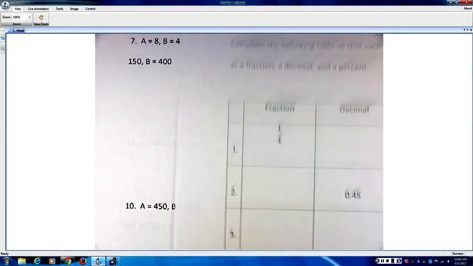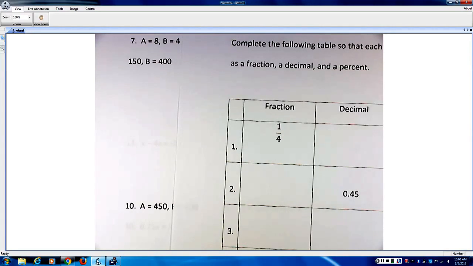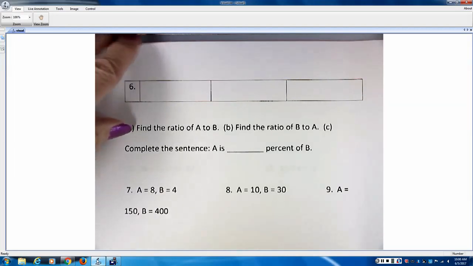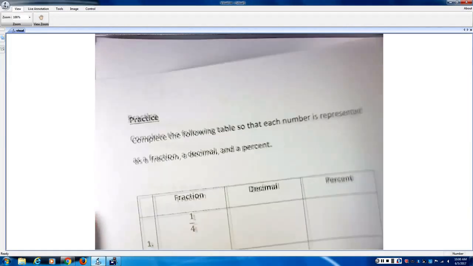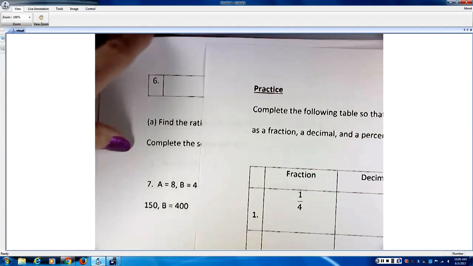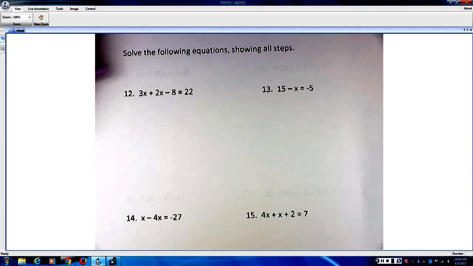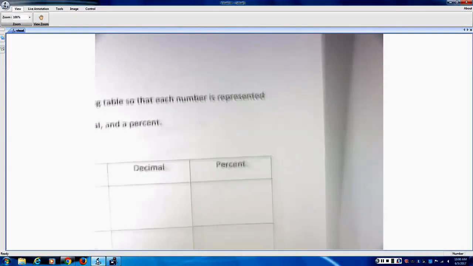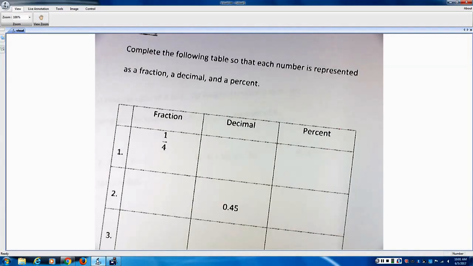And actually, box 6 is continued on the next page because I blew mine up. Yours should be all in one piece. And then this is practice on finding the ratio of A to B. And this is practice for solving the equations. Be sure and show all your steps. You can do these on paper.